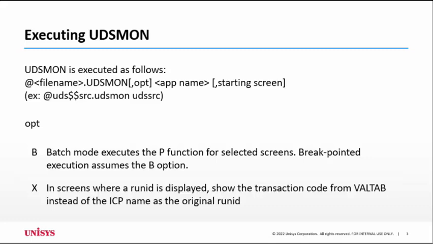The B option executes batch mode. In batch mode, you select which monitor you want, and UDSMON prints it to the application group's print destination. If you call UDSMON in breakpoint mode, UDSMON assumes that batch mode is enabled. Option X shows transaction codes from the validation table, or val tab, instead of the initial control program, or ICP, name as the original run ID.